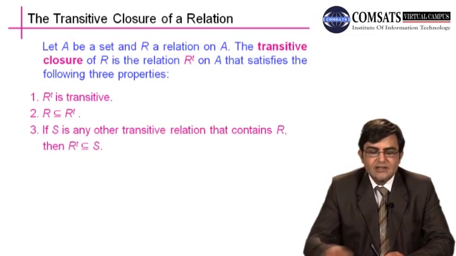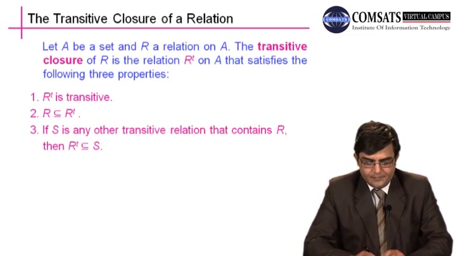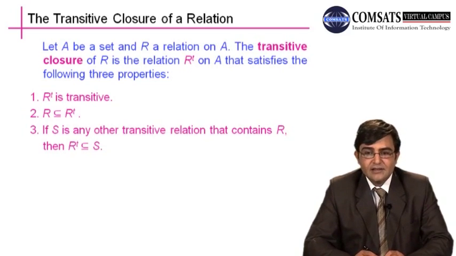So what is basically the transitive closure of a relation? If we have a set A and a relation R defined on the set A, the transitive closure of this relation is denoted by R^T, R power T. This relation is also defined on the same set A and satisfies the following properties. R^T must be transitive.